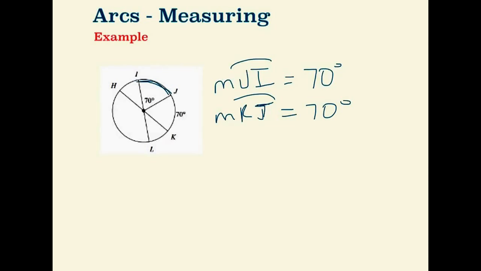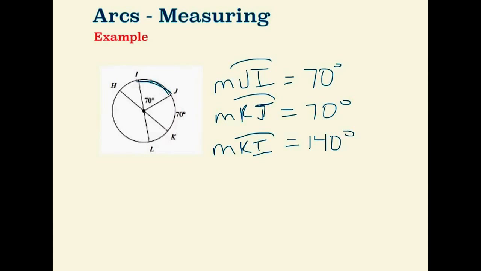So I could find the measure of, let's say, KI. I don't need to label J in the middle because it's a minor arc. I only need two letters. And KI would be 140.